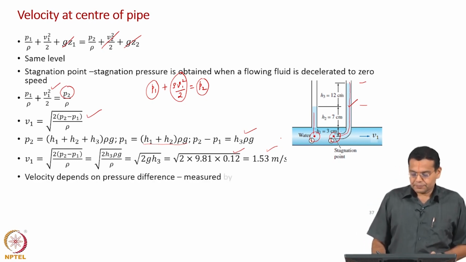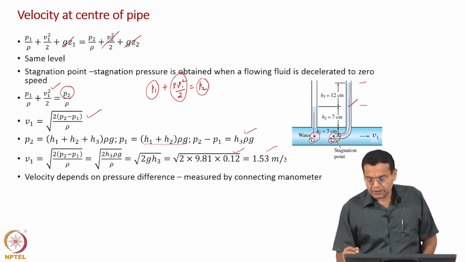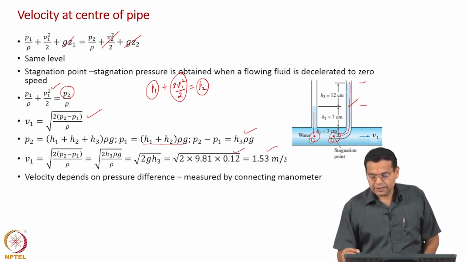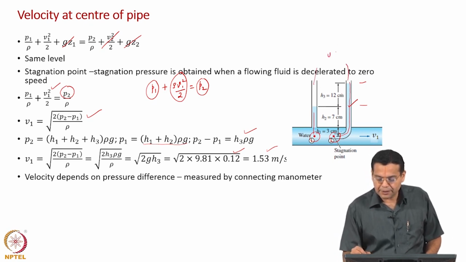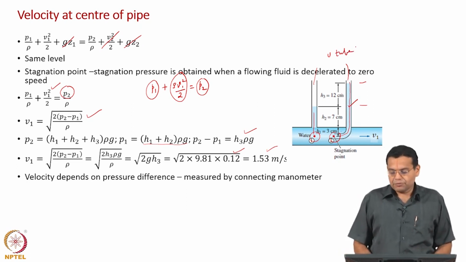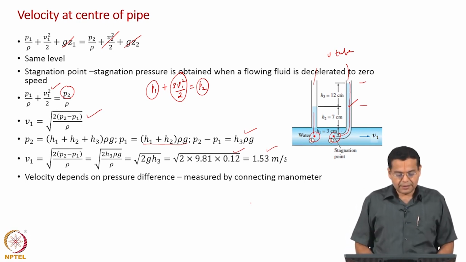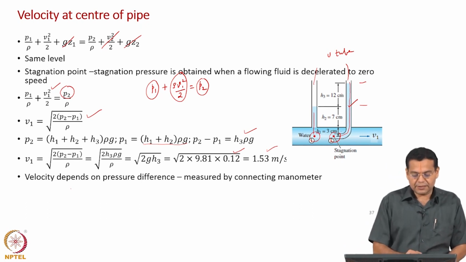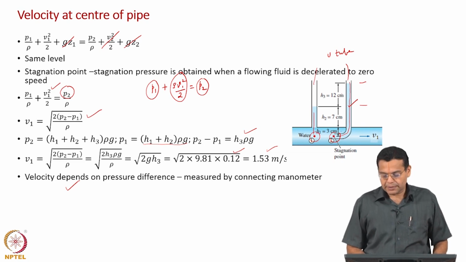And what we usually do is, because it depends on the level difference, we connect a U tube manometer here and directly measure the pressure difference. We need not measure separately the static pressure and then the stagnation pressure, we just connect a U tube manometer that will give us the pressure difference, and that is what is written here. Velocity depends on the pressure difference measured by connecting a manometer.